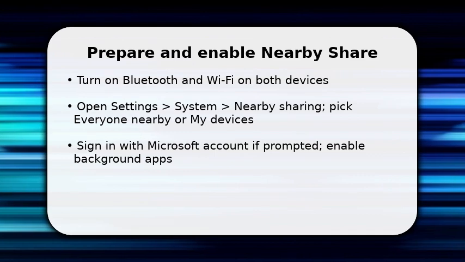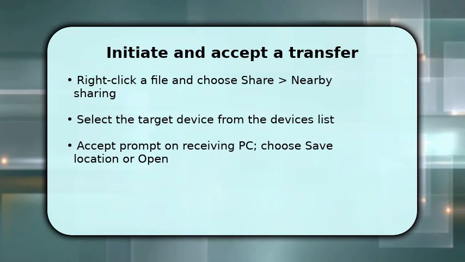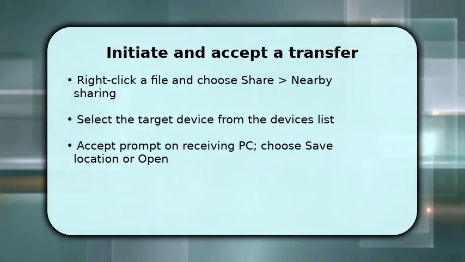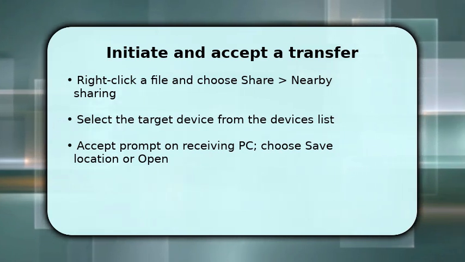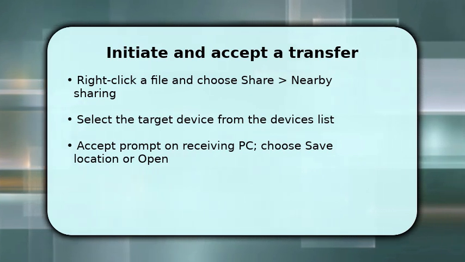Once done, make sure both PCs are unlocked and awake. Nearby Share won't appear if one is asleep or airplane mode is active. Now you'll send a file. Right-click the item, pick Share, then choose Nearby Sharing. Windows scans for nearby devices. Wait until the target device shows in the list and then select it.